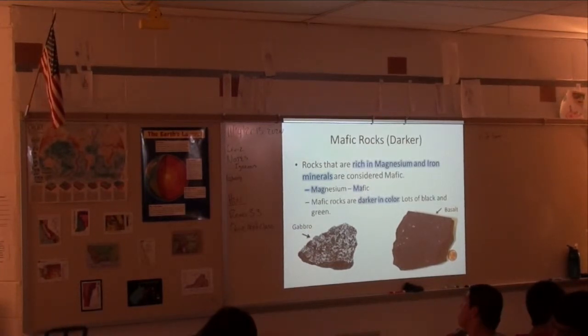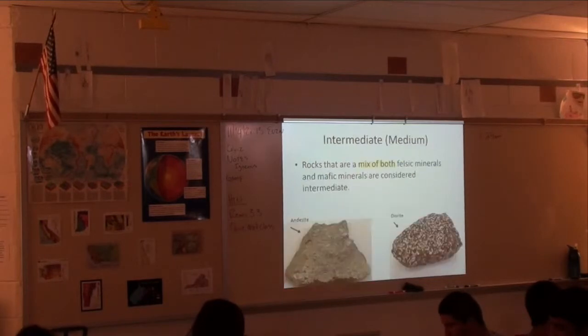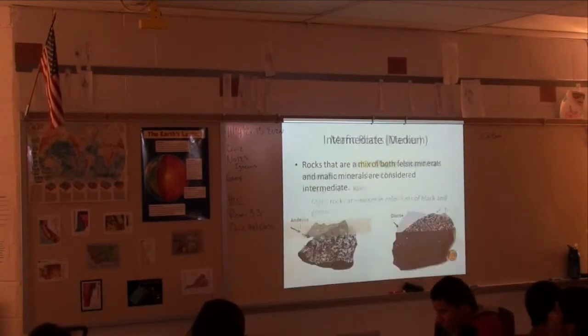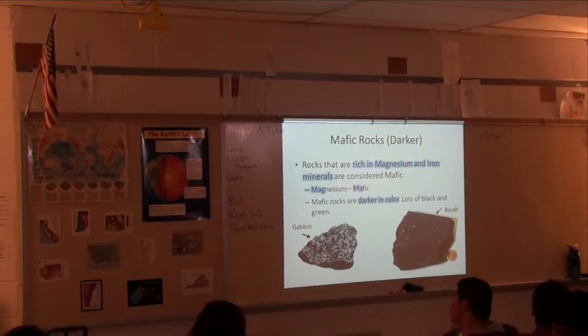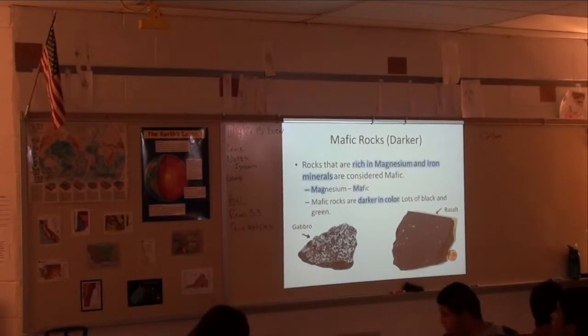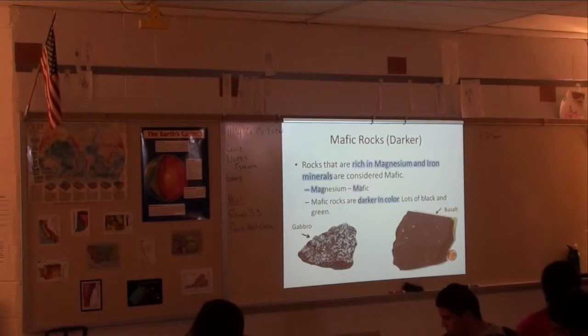This is all of today's igneous rocks. Mafic rocks are dark in color. Felsic, light in color. Mafic, dark in color. Mafic rocks are made of magnesium and iron. Magnesium, mafic, you kind of see where we get this name from. They're rich in heavy materials. Iron is a very heavy material.